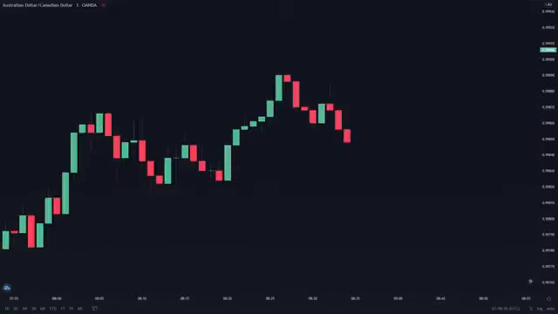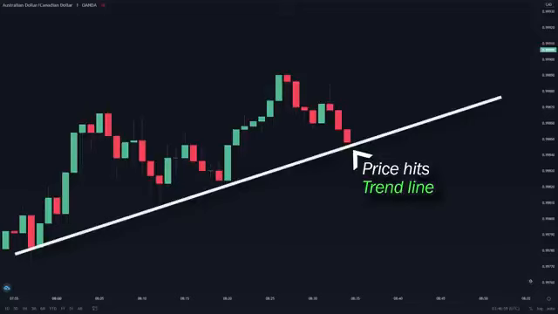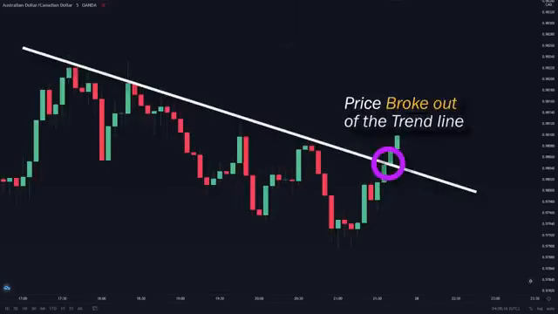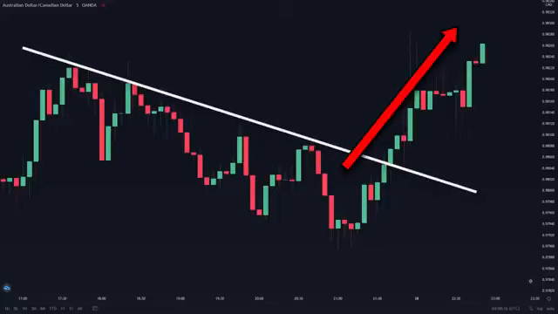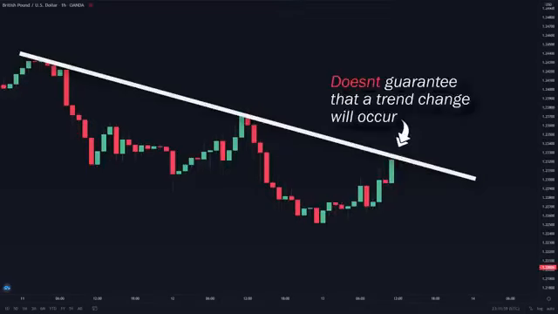For example, in a trendline strategy, there are two types of patterns that may form when price approaches a trend line. The first pattern is called the continuation pattern, which is formed when the price bounces back to the direction of a trend right after hitting a trend line. And the second pattern is the breakout pattern, which is formed when the price broke out of a trend line, causing the trend to switch directions. Now remember, just because the price hits the trend line doesn't guarantee that a trend change will occur. You need to use additional price action techniques to confirm your analysis, which I will discuss later in the video.